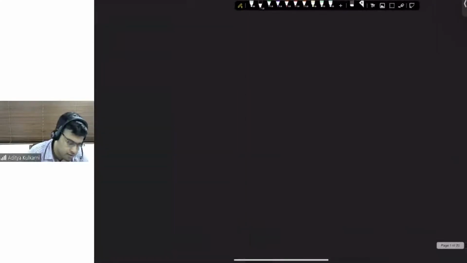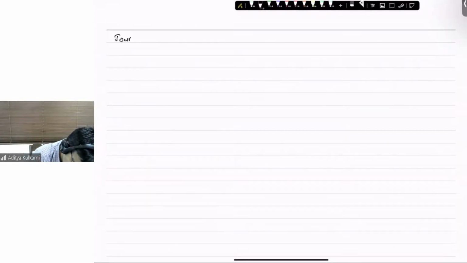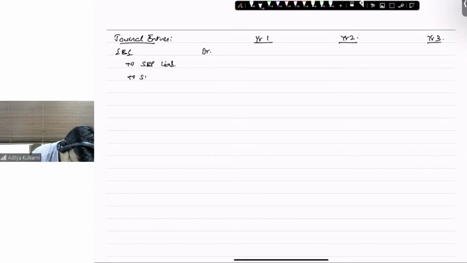So if I have to plot my journal entries, they will go something like this. Year 1, year 2, year 3. Expense debit to SBP liability, to SBP reserve. So liability in the first year was 34 lakh 4 and reserve was 1,20,000.